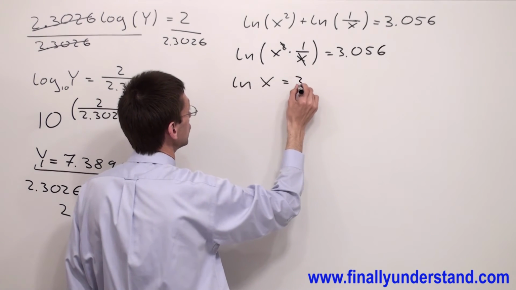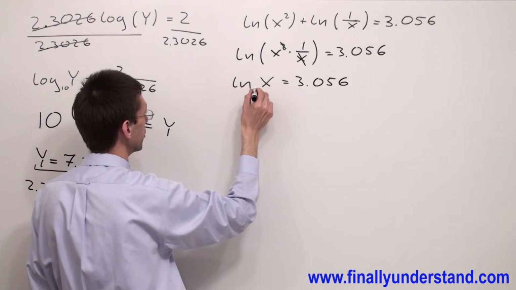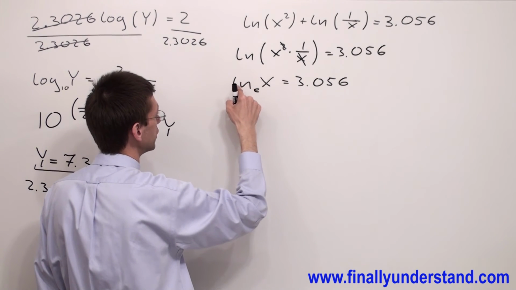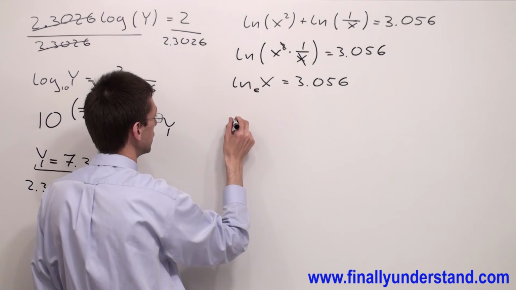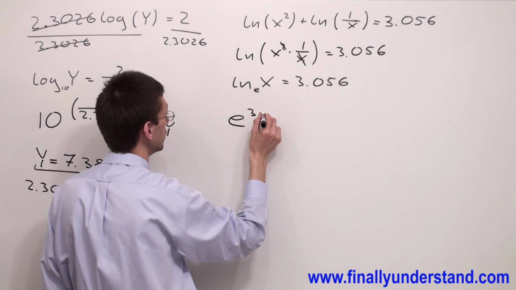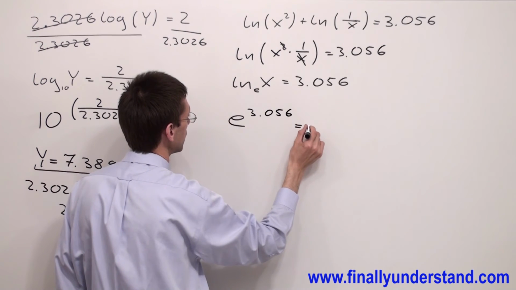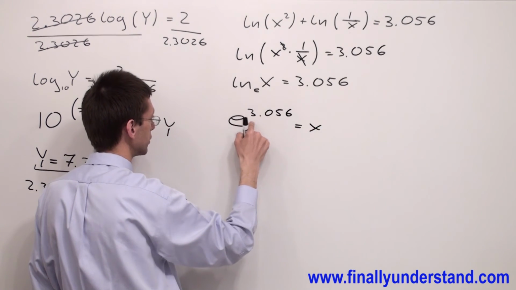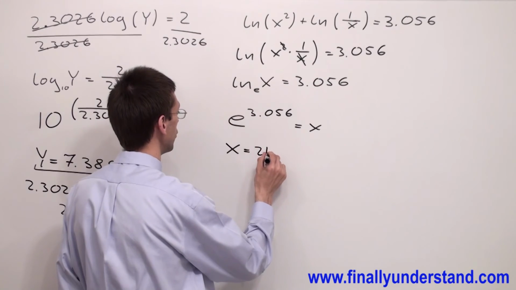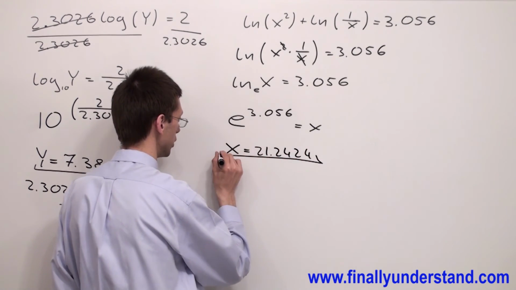This is equal to 3.056. Keep in mind that there is an invisible base e. In order to find the value of x, I'm supposed to convert the logarithmic form to the exponential. So I have e to the power 3.056 is equal to x. Plug this into the calculator, and you are going to have x equals 21.2424. This is the solution to my problem.